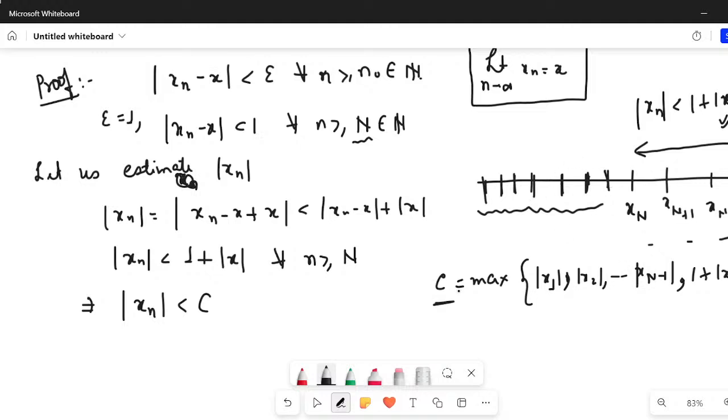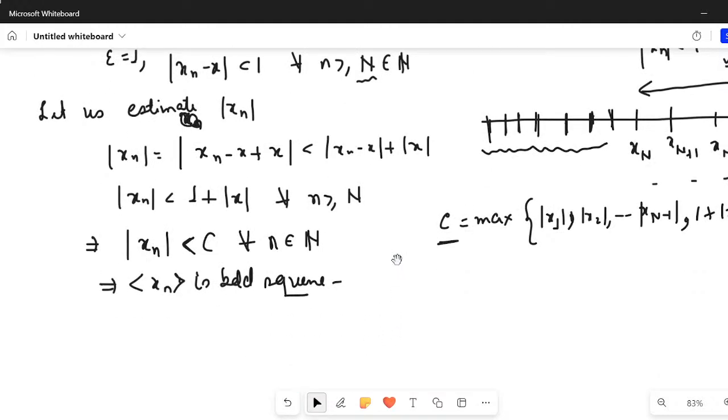So let me write this c as the maximum of |x_1|, |x_2|, up to |x_{N-1}|, and 1 plus |x|. Whosoever be the maximum, I'm writing it as c. It implies |x_n| is less than c for all n belonging to the naturals. It implies x_n is bounded. So remember, a convergent sequence is always a bounded sequence.